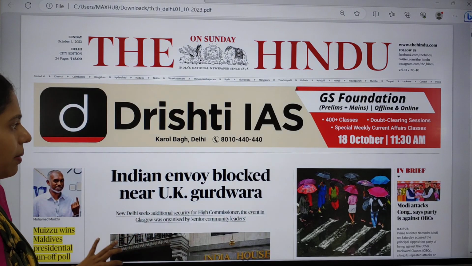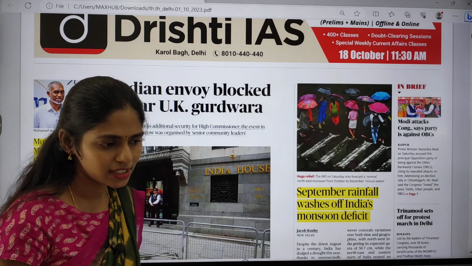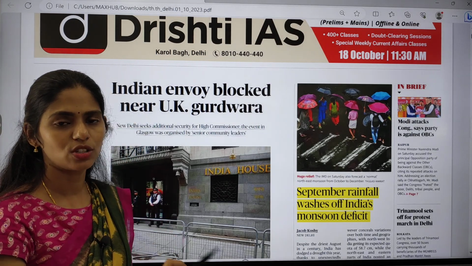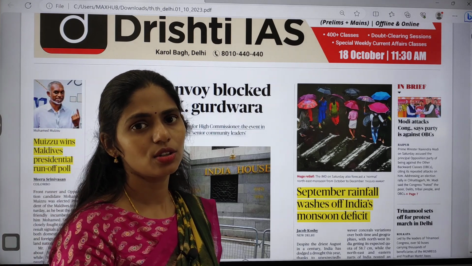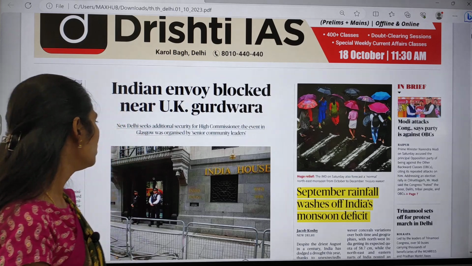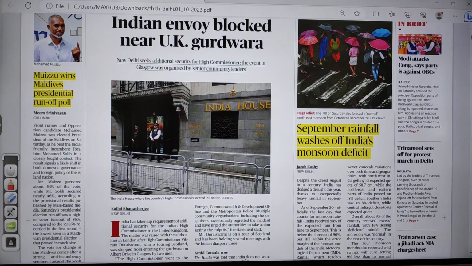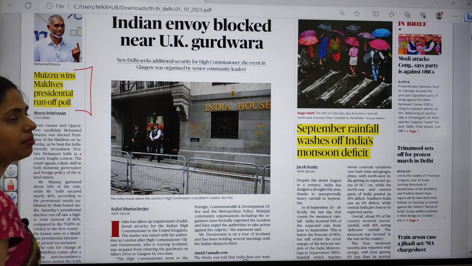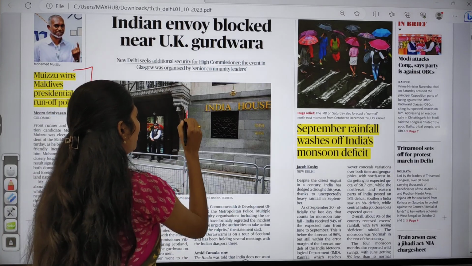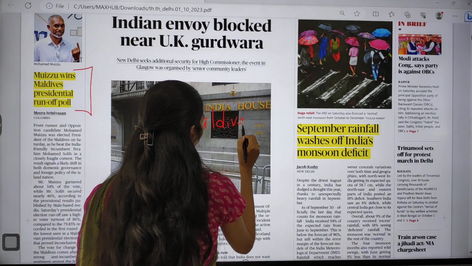So this is the first paper of The Hindu. So first we are going to see important articles and what are the perspectives that you all need to get, and later on we are going to see detailed analysis of those topics. So in the first page, the first article which is important from our examination point of view is elections in Maldives. So why we need to bother about who wins in this Maldives?